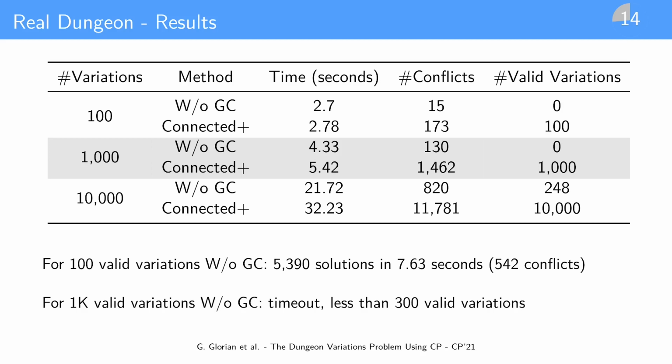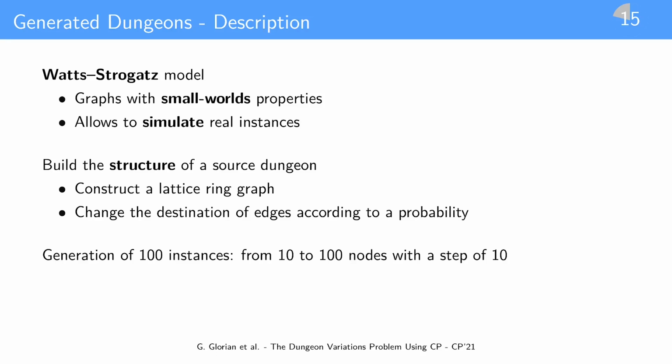We can see on the table that the overhead of using the connected plus constraint is rather small compared to the ratio of valid variations. Indeed, with the connected plus constraint, you only compute valid variations. In comparison, to compute 100 valid variations without the connected plus constraint, we need to compute more than 5,000 solutions. And to compute 1000, we hit the timeout with less than 300 valid variations. We cannot conclude the interest of our method on this unique real instance.